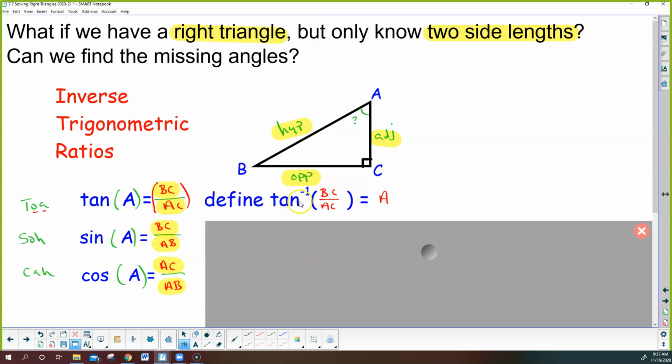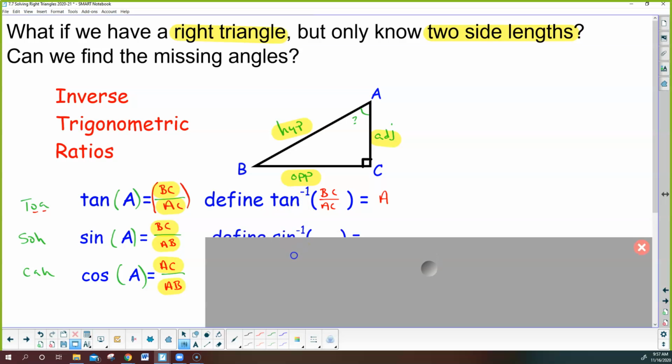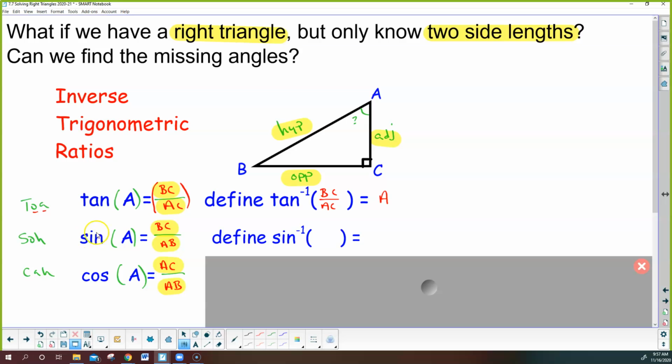Now you're probably wondering, well, what is tangent inverse? All it is a button in your calculator. It's one extra button, and that's it. So how would I get rid of sine? Well, to get rid of a sine and move it over to this side, we do the sine inverse, which is the -1. And we do that of the ratio, that's the opposite over the hypotenuse. And if I apply that ratio, it will also give me angle A.